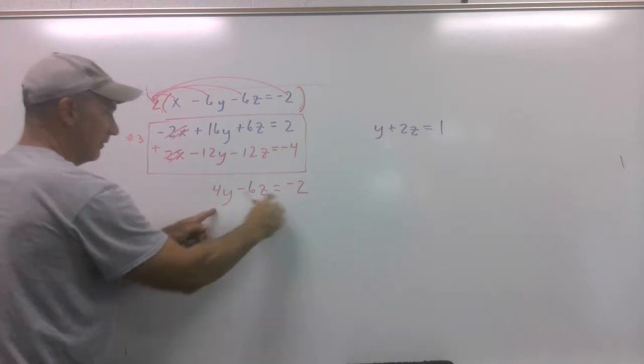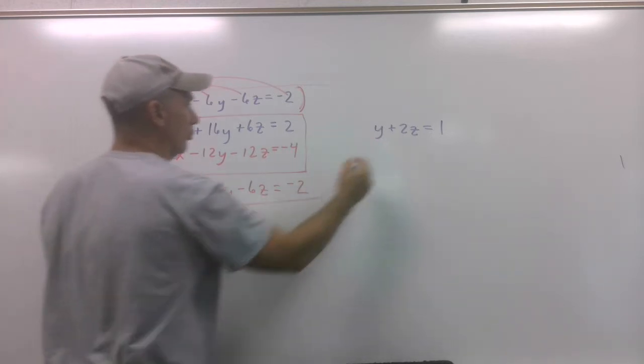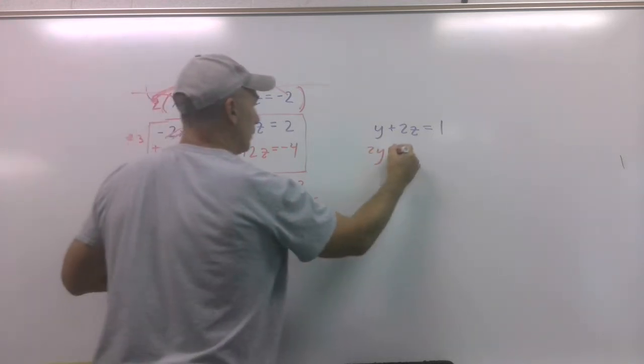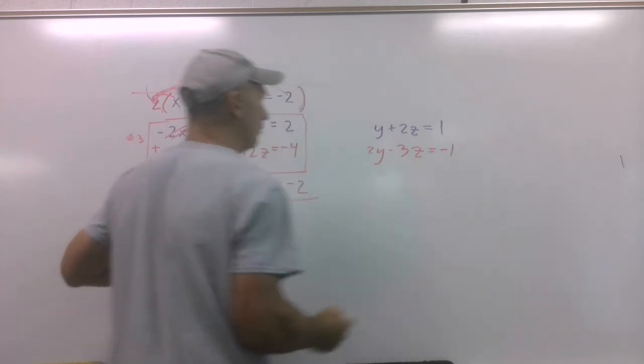Once again, I see even, even, even. So I'm going to divide that all by 2, and then I get 2y minus 3z equals negative 1.